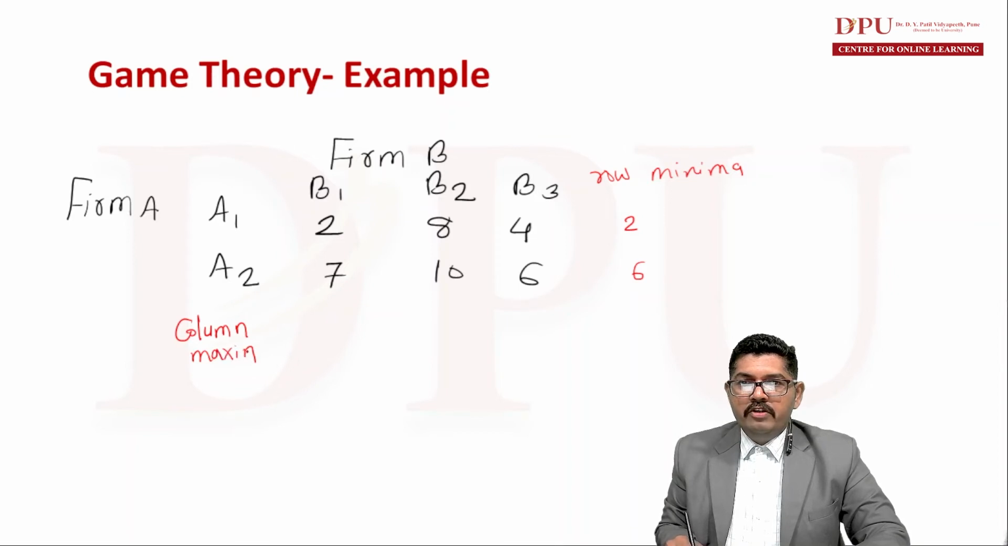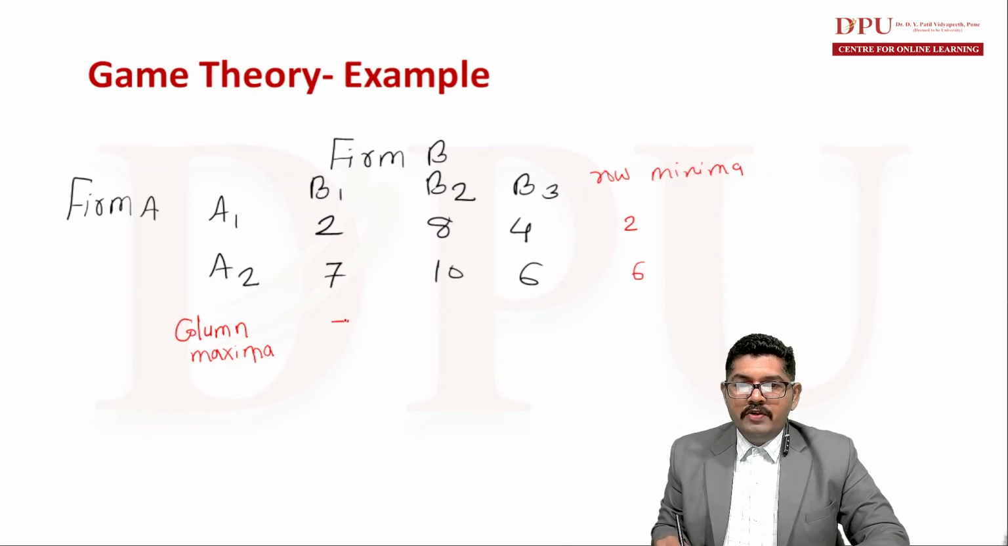Now here you will understand how to calculate minimax and maximin. While finding out the column maxima, we have to choose the largest value in a column. So in the first column the largest value is 7, in the second column the largest value is 10, and in the third column the largest value is 6.